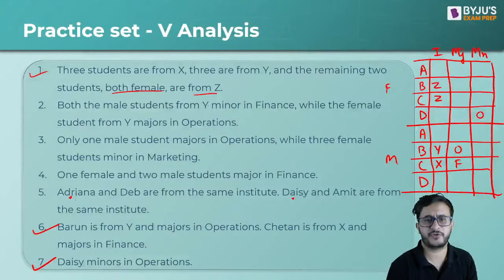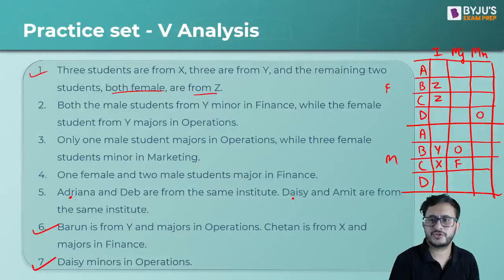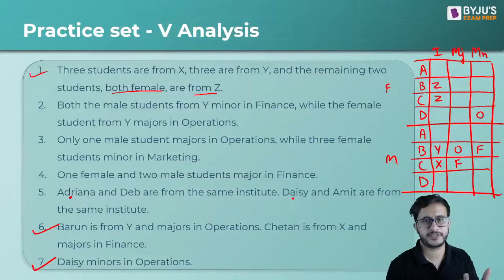Both the male students from Y minor in finance. So this is from Y, so this will minor in finance, and the other person will also, while the female student from Y majors in operations. So that means Y has 2 male and 1 female.